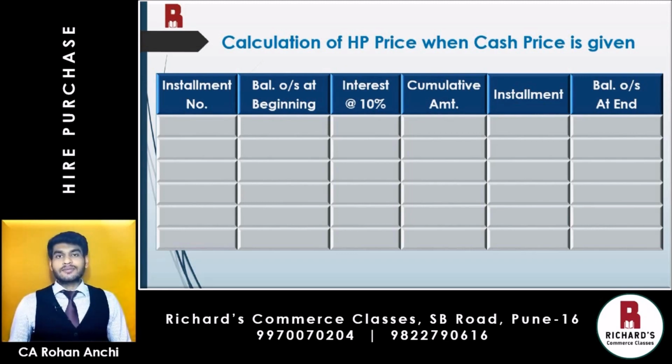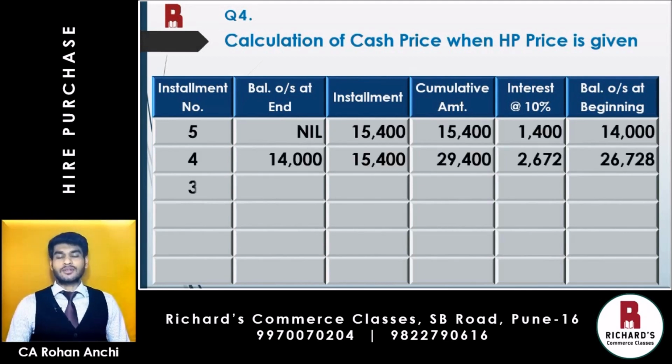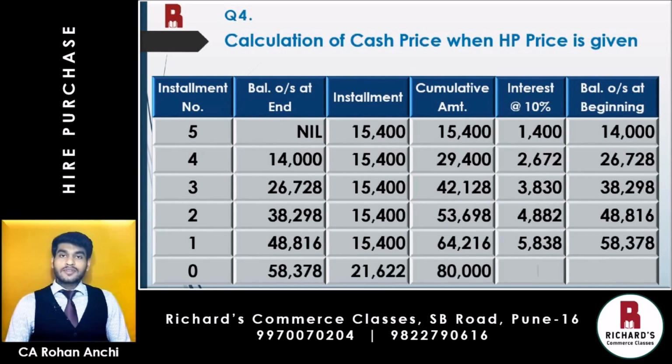The reverse of this is, when you want to calculate cash price when HP price is given, then a table in this manner will be prepared, wherein balance outstanding at the end is your starting point and you move up to calculation of balance outstanding at the beginning of installment number 0, and that gives you the cash price of the asset. For all of these calculations, one important thing is required, and that is the rate of interest. Without the rate of interest, these calculations would not have been possible.